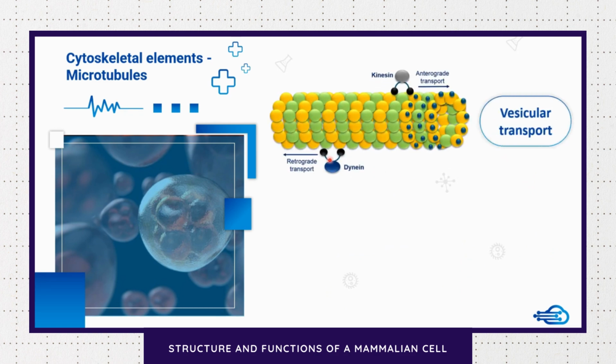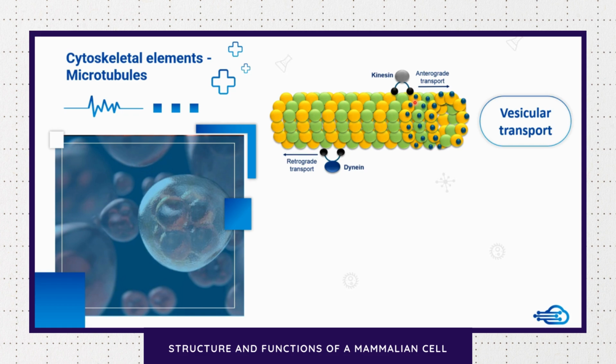So, because of this dynamic nature, microtubules act as tracks on which movement of substances can take place, carrying substances from one place of the cytoplasm to the other place. So, here it is shown vesicular transport, where certain proteins known as molecular motors transport substances on the microtubules. So, basically these proteins are walking on the microtubules.